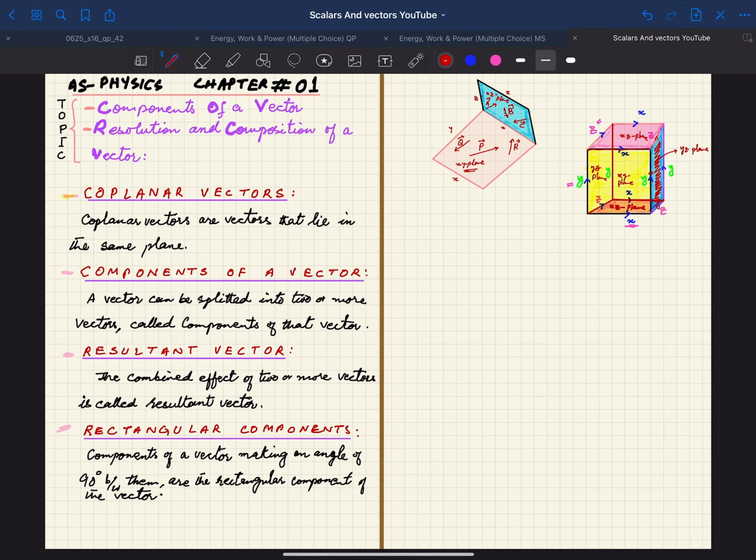So this is very important to understand, and of course in your syllabus you have this term, so you must know the definition and you must have the understanding of this definition as well.